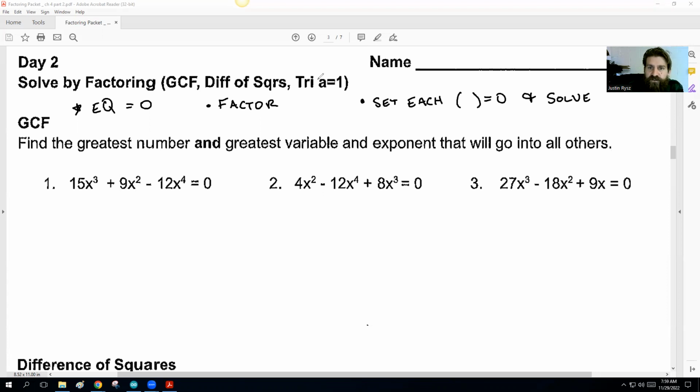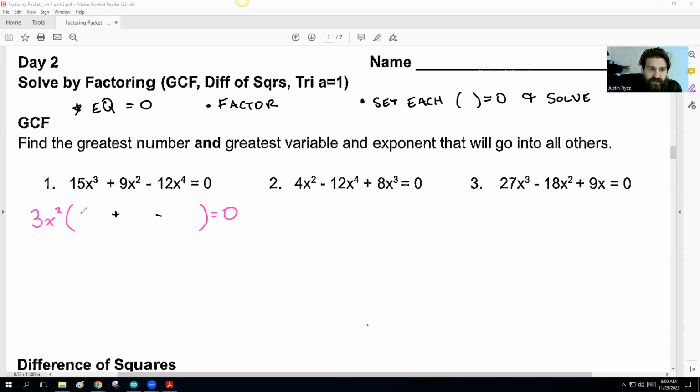All right, so let's go through this first problem here, GCF solving by factoring. Remember with GCF, we look to see what's the biggest number we can divide all three of these by. We have 15, 9, and 12, and I believe that number is 3. Then they all have x's, so we're going to factor out an x squared because they all have at least two of them. We're going to keep the equals 0 off to the side here, and start dividing each term by 3x squared.